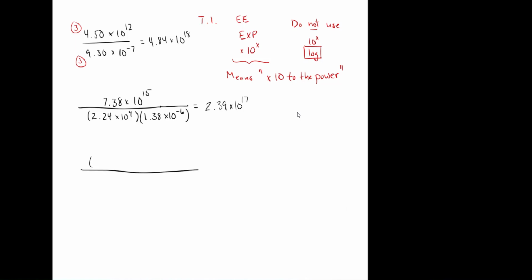So let's say I'm going to put 2 numbers in the numerator and 2 numbers in the denominator. So I'll have 1.88 times 10 to the 12 times 2.7 times 10 to the 13th divided by 2.26 times 10 to the 5th divided by 1.87 times 10 to the negative 15.